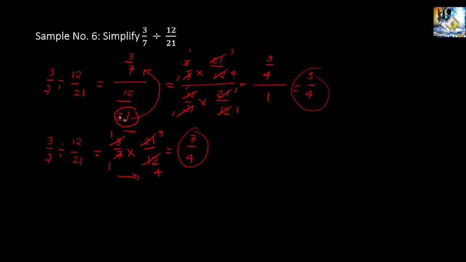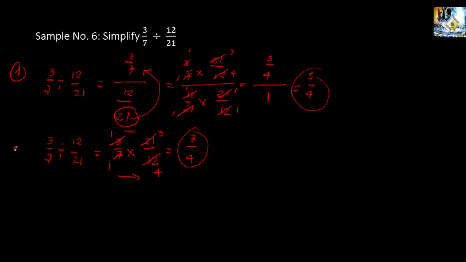Okay? The process, step number 1 we did, is we get the reciprocal. We multiply both numerator and denominator by the reciprocal of our denominator. Still, we get the 3/4 fraction answer.